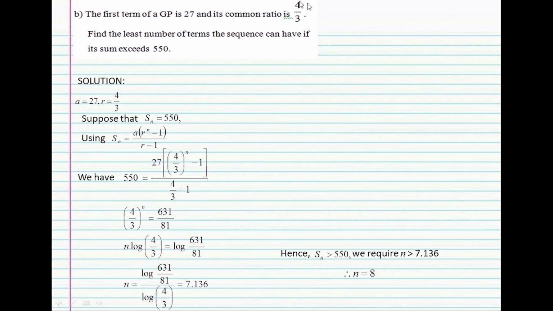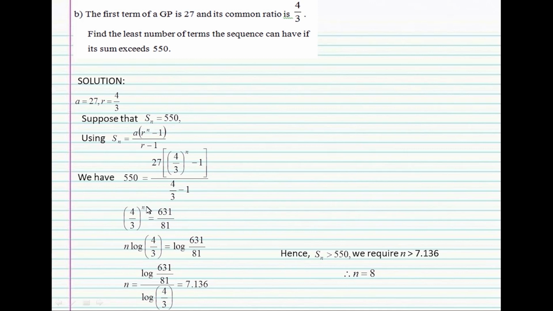Since r is greater than 1, we have to use the formula with r minus 1, big number minus smaller number, so that the sum is always positive. So we just substitute Sn with 550, a with 27, and the common ratio 4/3, power of n minus 1, over 4/3 minus 1. And then we simplify the equation. 550 multiplied by the denominator and then divided by 27, plus 1. We leave the equation as (4/3) to the power of n equals 631 over 81.